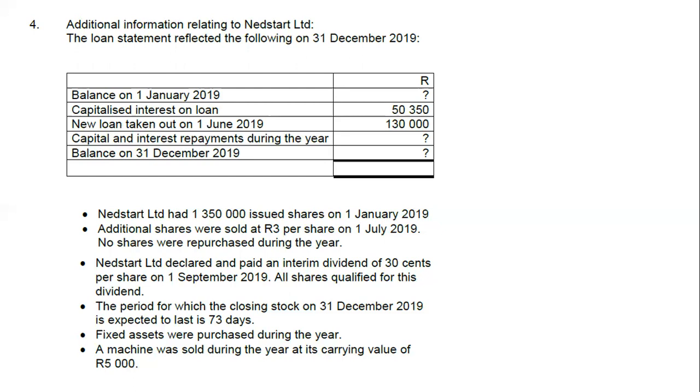And they said the period for which the closing stock on the 31st of December 2019 is expected to last is 73 days. Immediately when they give you that, when they talk about period for which closing stock is expected to last, they're simply giving you a stock holding period. Now, in that scenario, obviously, the stock holding period will have one variable which will enable us to calculate the value of closing stock for the current year.